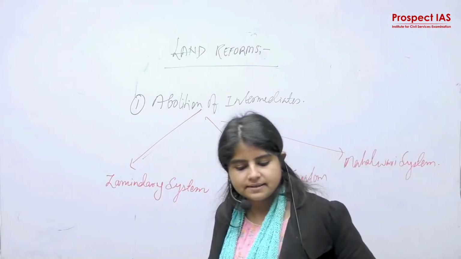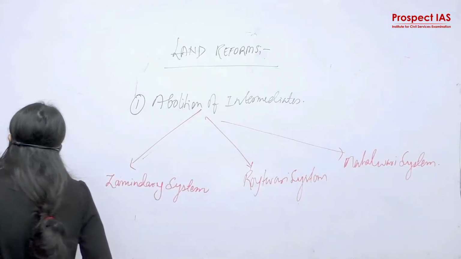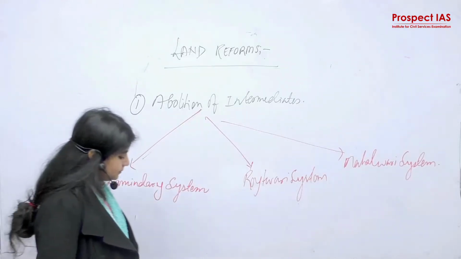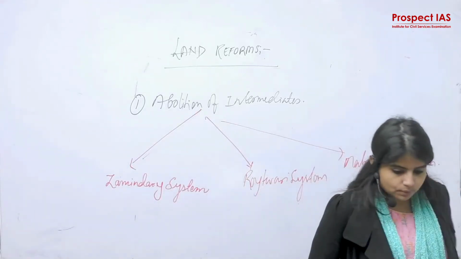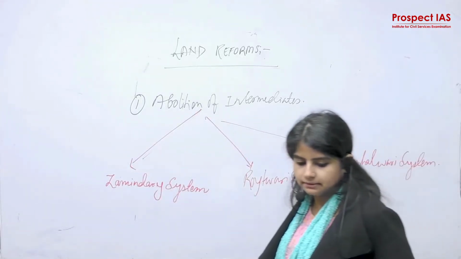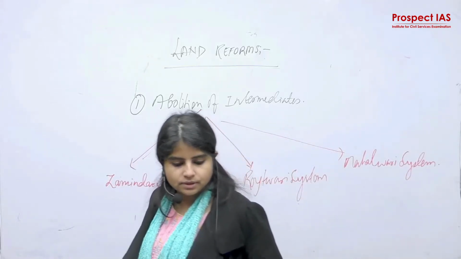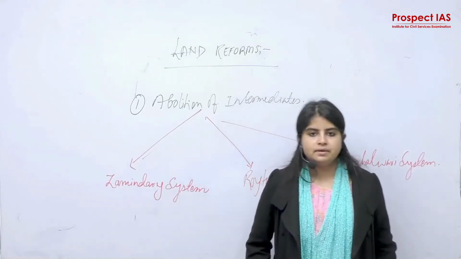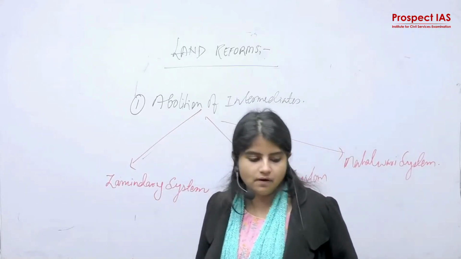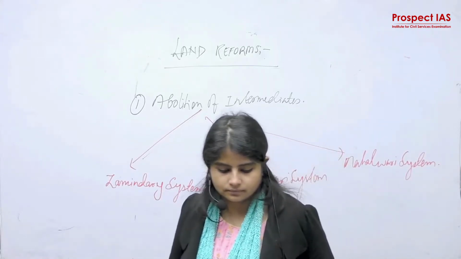So the Raiyatwari system accounted for 38% of total land area of India, majorly in the princely states of India.